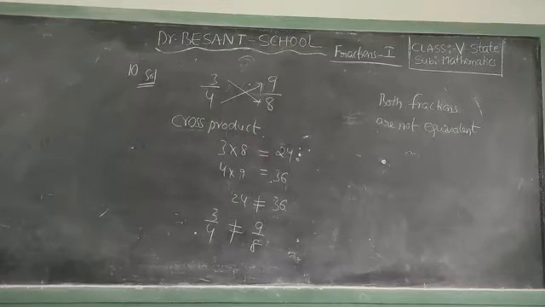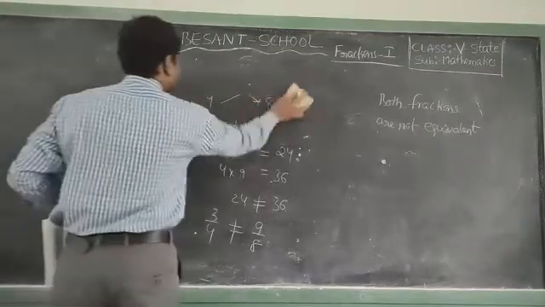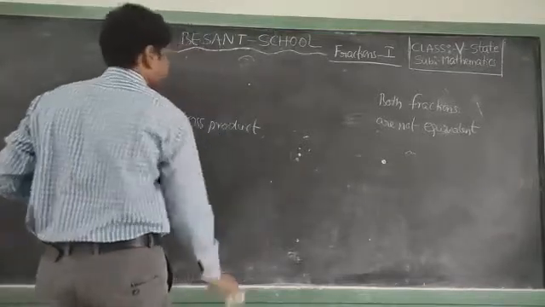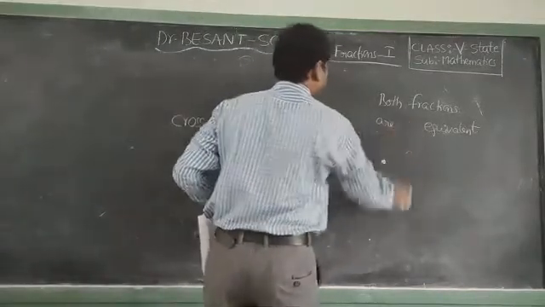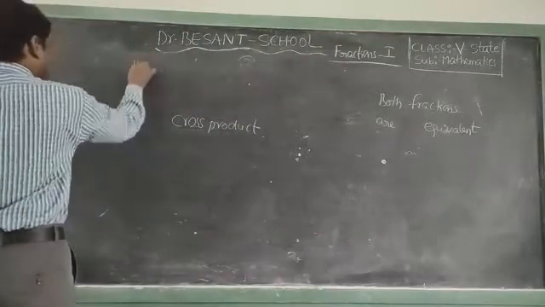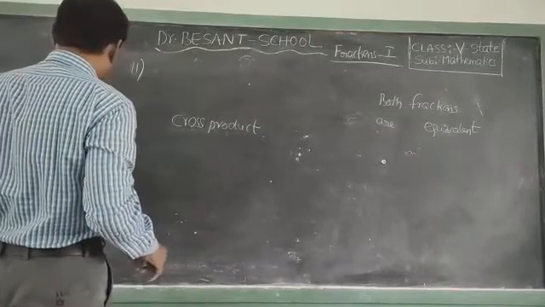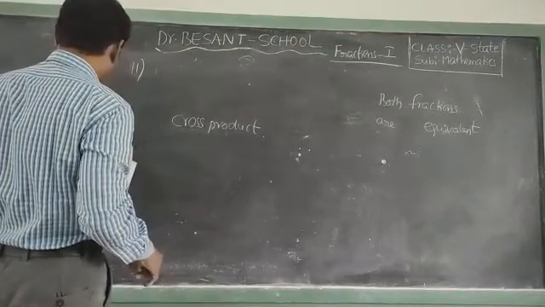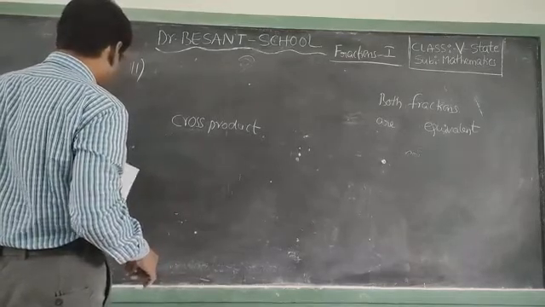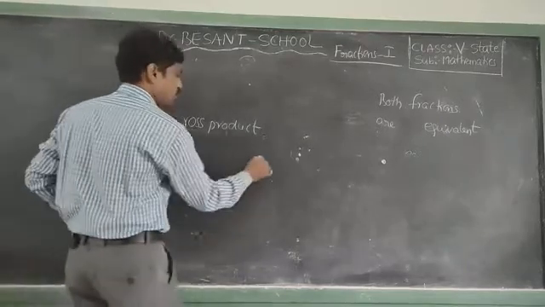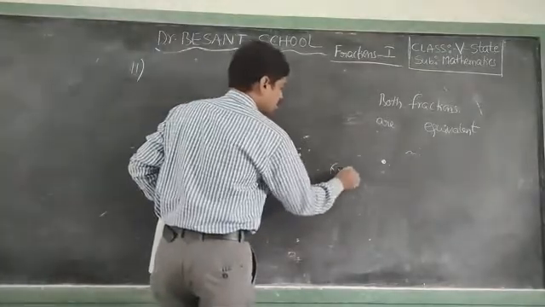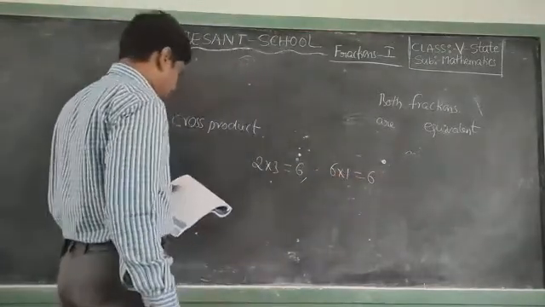Also, we have to do same. Next, 11th one, 2 by 6. Then write any pair of equivalent fractions which will have 2 into 3 is equal to 6. 2 into 3 is equal to 6. And 6 into 1 is equal to 6.